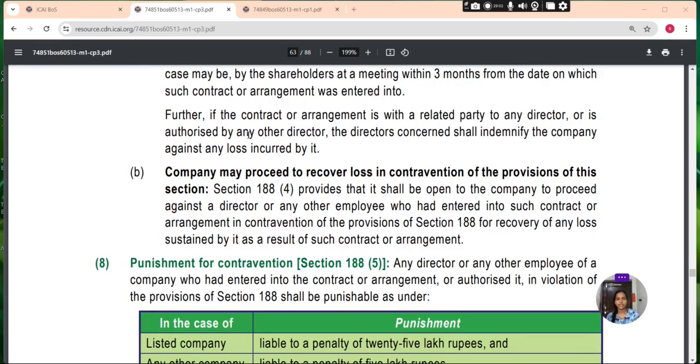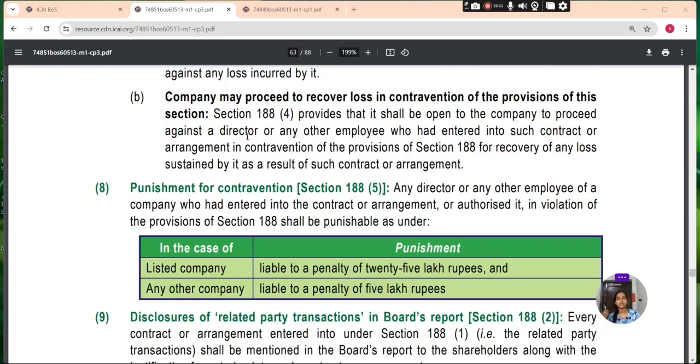उसके बाद आता है further, if the contract or arrangement with a related party is authorized by any other director, the director concerned shall indemnify the company against any losses incurred by it. Then company जो है वो proceed कर सकती है, वो recover कर सकती है loss in contravention of provision of this section 188. It shall be open to the company to proceed against the director or any other employee who had entered into such a contract or arrangement in contravention of the provision of section 188 to recover any loss sustained by it as a result of such a contract or arrangement.